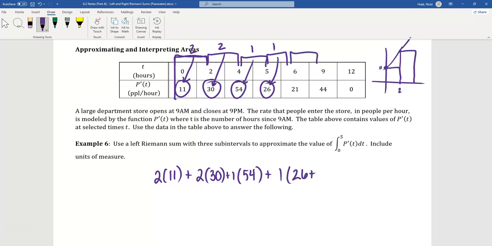From 6 to 9, that's a width of 3. Oh, I've messed this up. I'm using 6 subintervals. Pretend that said 6. And you'll have 21. And then this last one would be 3 times 44. Okay. And then you would figure that out. That's going to be your estimate for that particular one.